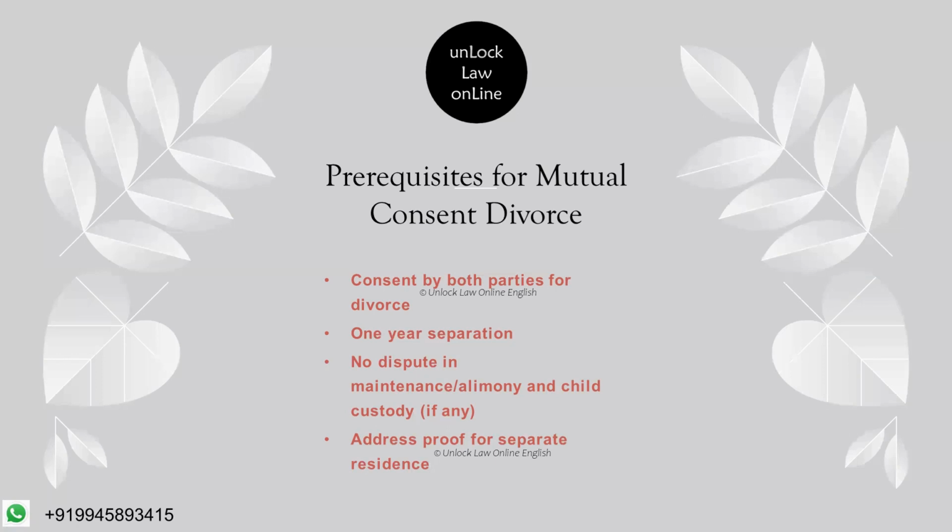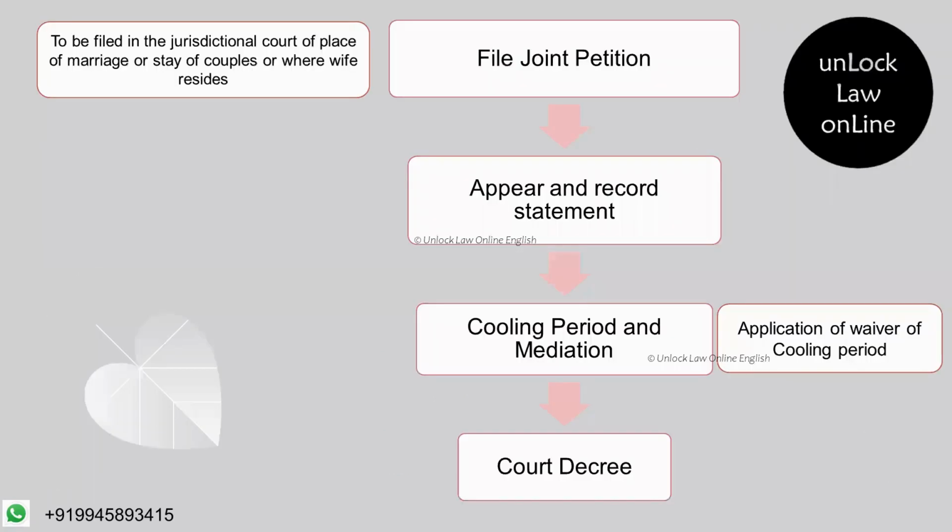There shall be no dispute in maintenance and alimony, or if there is any child out of the wedlock, there shall not be any dispute on the child custody. The last one is both the parties should be staying separately and they should have address proof to prove that yes, they are staying separate. These prerequisites are mandatory to establish grounds for mutual consent divorce.